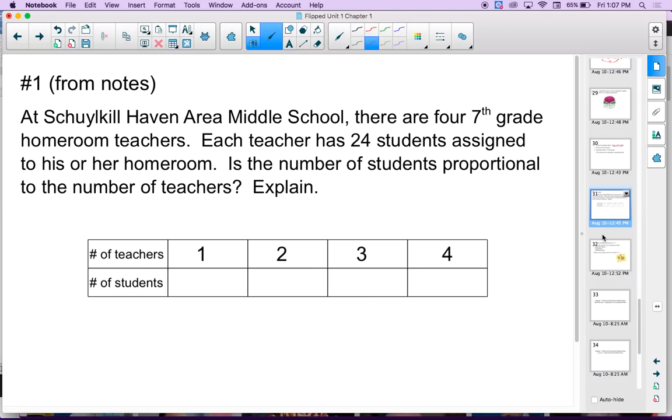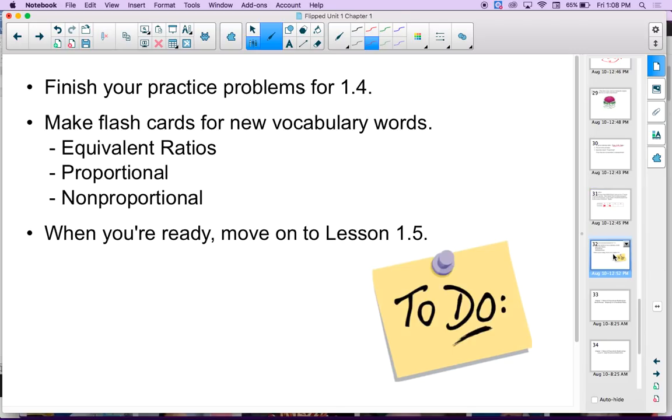One thing I want to help you with is to get started in your practice problems for this lesson. This is number 1 from your notes. It says, at Schuylkill Haven Area Middle School, there are 4 7th grade homeroom teachers. Each teacher has 24 students assigned to his or her homeroom. Is the number of students proportional to the number of teachers? So I'm giving you the table, teachers on top, students on the bottom. If we've got 1 teacher, there are 24 students assigned to that teacher's homeroom. 2 teachers means we've now got 48 students assigned. You take your time to figure out the rest.